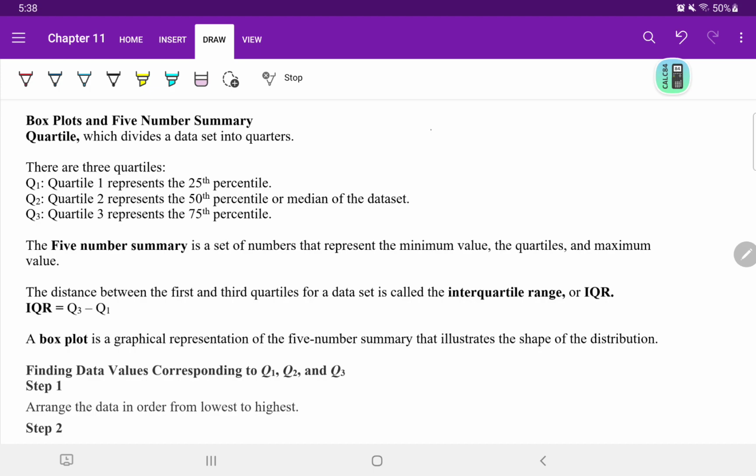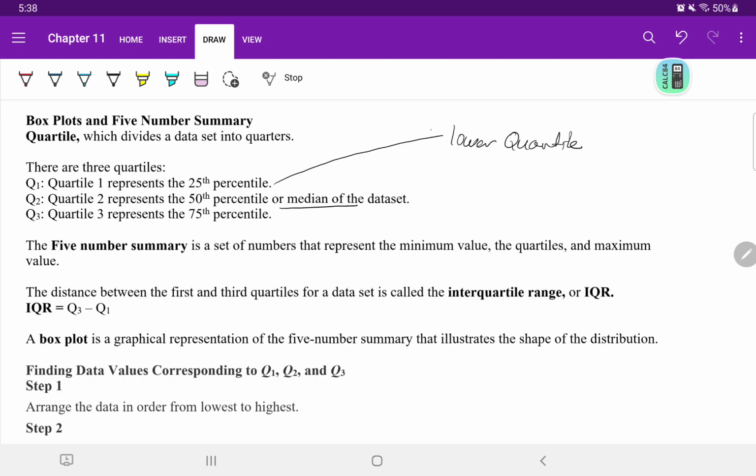Now, there are 3 quartiles that we're going to focus on. Quartile 1, quartile 2, and quartile 3. Quartile 1 represents the 25th percentile of your data set. And we sometimes call quartile 1 the lower quartile. Quartile 2 represents the 50th percentile, or the median for the data set. Remember, the middle number of a data set is called the median.